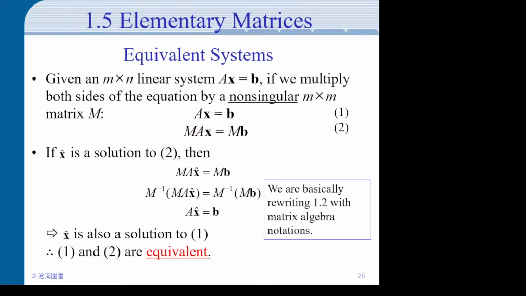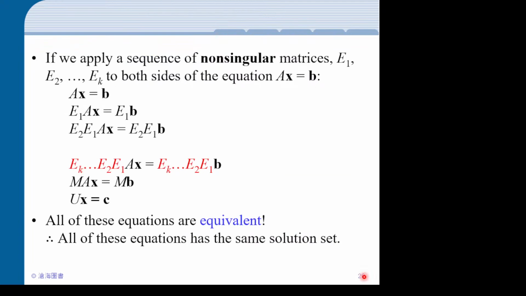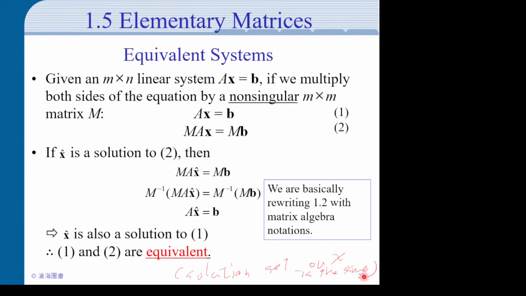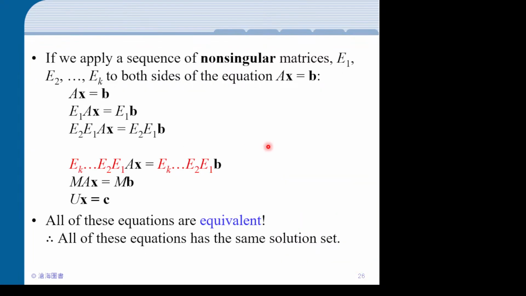So maybe let's write a little more. So equivalent means the solution set x is the same. And we can do this many times. So we can multiply by m, then we can multiply by another one.